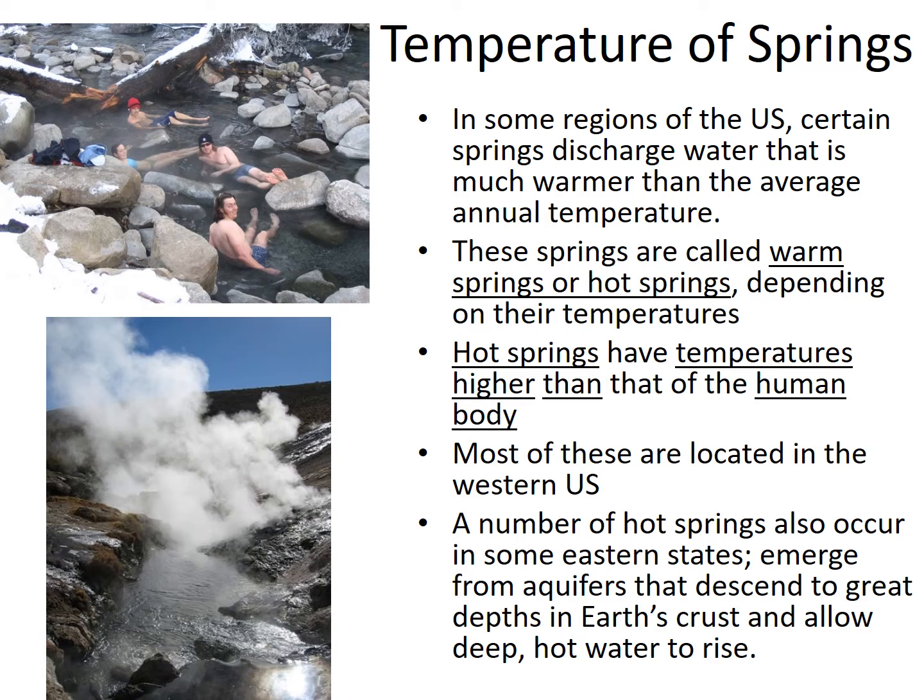In some regions of the United States, certain spring discharge is much warmer than the average annual temperature, and these are called warm springs or hot springs depending on their temperatures. Hot springs have temperatures higher than that of the human body, and most of these are located in the western United States, though there are hot springs in North Carolina. There are a number of hot springs that occur in the eastern states, and they emerge from aquifers that descend to great depths in the Earth's crust, allowing deep hot water to rise.